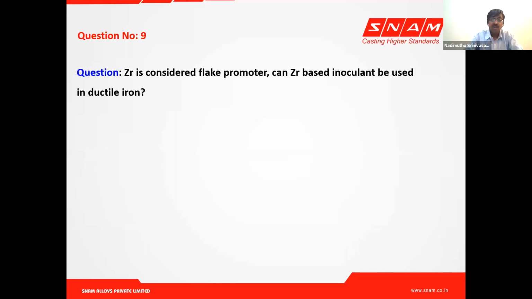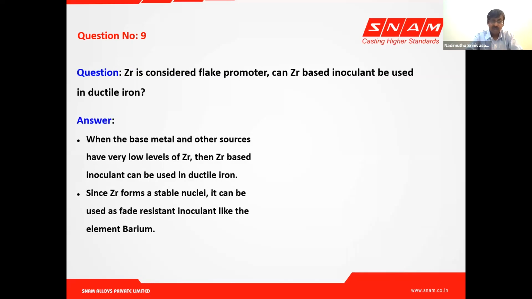Now, can zirconium be used in ductile iron? Because we have seen that being used in gray cast iron. Can it be done? When the base metal and other sources have low levels of zirconium, yes, then a zirconium-based inoculant can be used in ductile iron. We have seen ductile iron foundries using zirconium calcium-based inoculant in their process. Since zirconium forms a stable nuclei, it can be used as a fade-resistant inoculant. So barium, zirconium, strontium, they all form stable nuclei at a higher temperature.